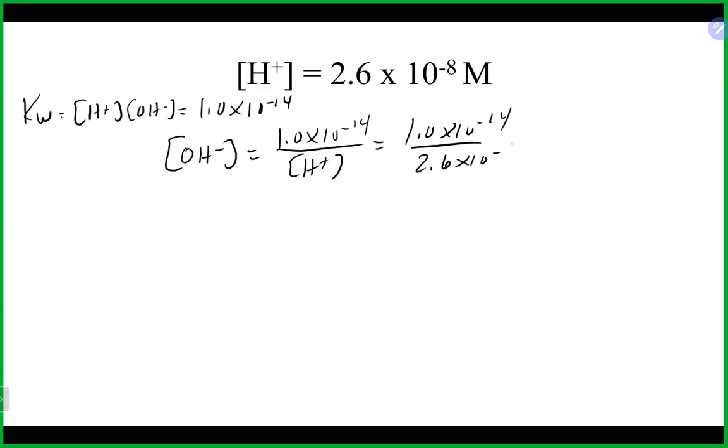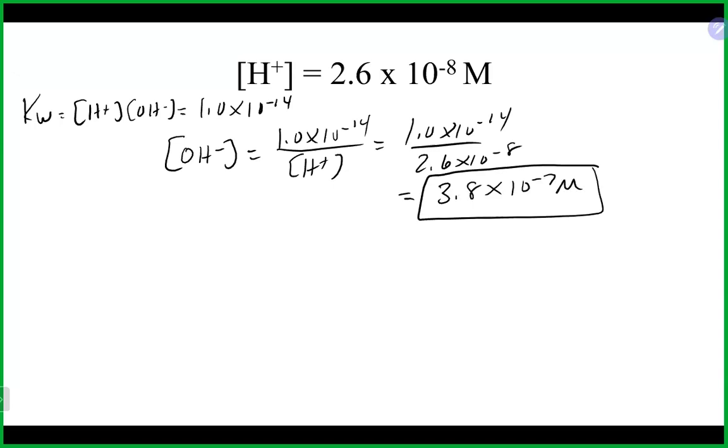Again, making sure to use your exponent button, 1 times 10 to the minus 14 divided by 2.6 times 10 to the minus 8 should yield you something like 3.8 times 10 to the minus 7 molar as our hydroxide concentration. Any question on the calculation there?